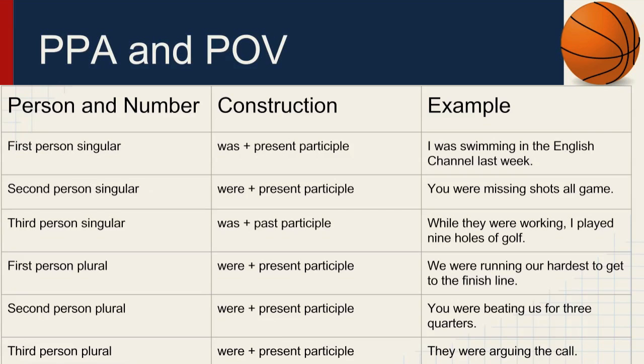In the past progressive aspect, the helping verb to be is conjugated depending on the subject of the sentence. Note the conjugation of the helping verb to be, which is different with plural or singular objects. Make sure to note the changes in specific conjugations used with each subject. Please pause the video now to fill out your note-taking sheet.